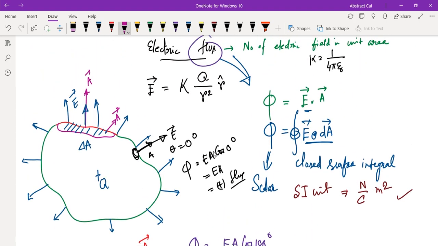So flux is a scalar quantity, and phi is E times area, integrated as E dot dA over a closed surface. Okay, phi equals the closed surface integral. That is the basics of electric flux in 5 minutes.